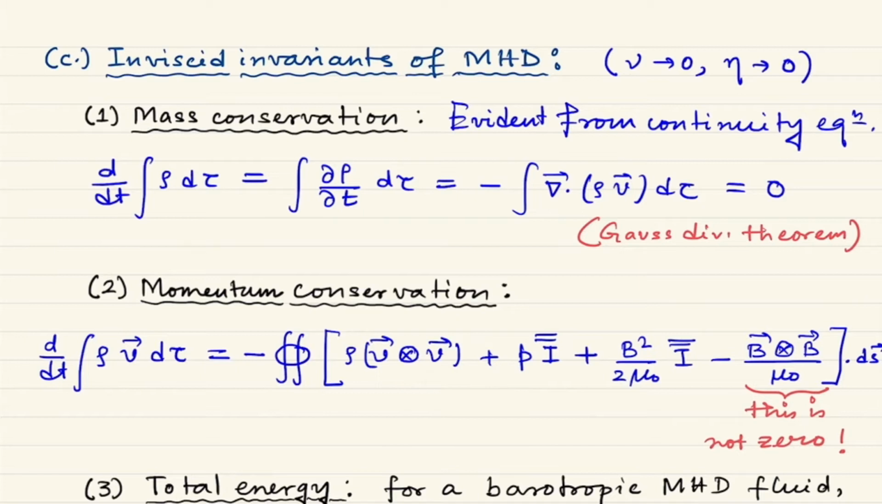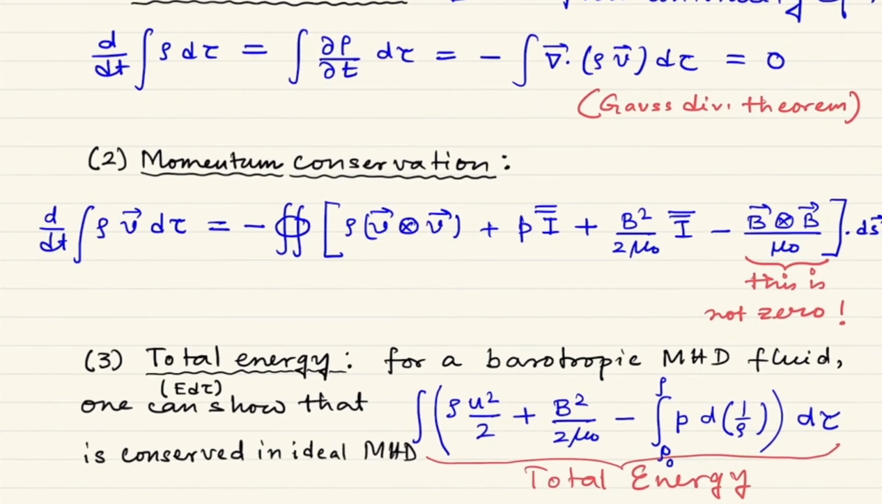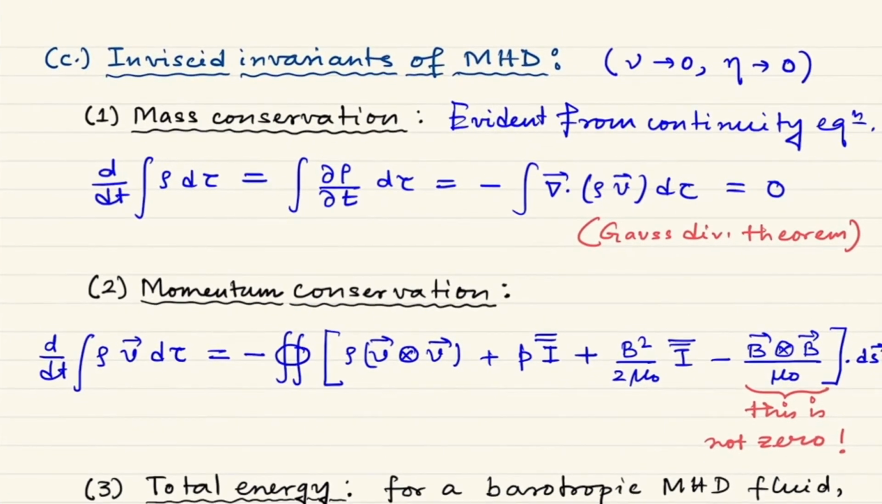So momentum conservation is not guaranteed in magnetohydrodynamics, or rather in ideal magnetohydrodynamics, because in this whole discussion we are talking about inviscid invariants. So the basic equations, the background equations of our reference, will simply be the equations of ideal MHD. So I can write this is ideal MHD.